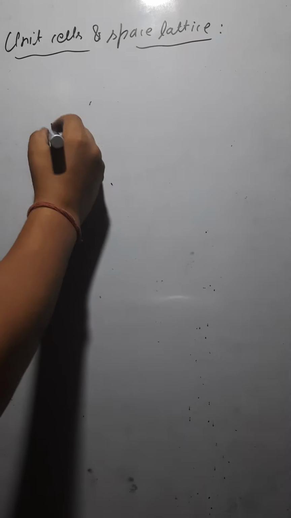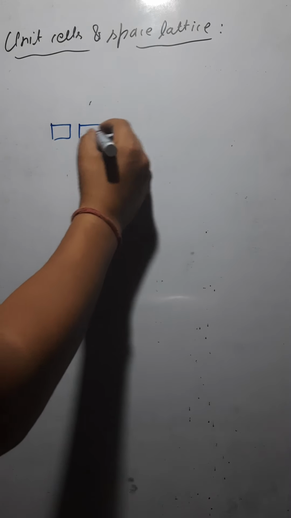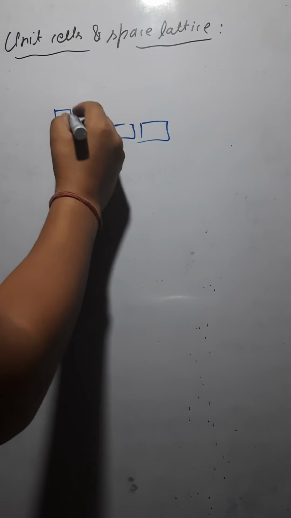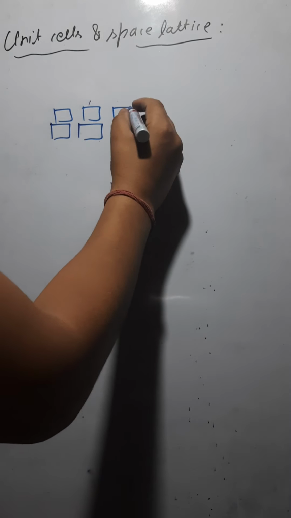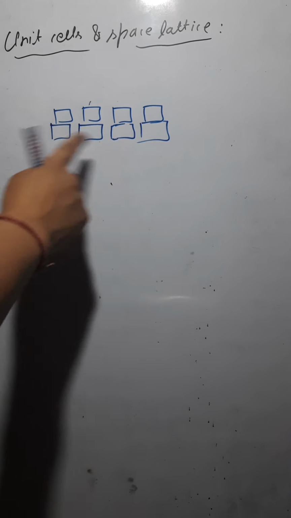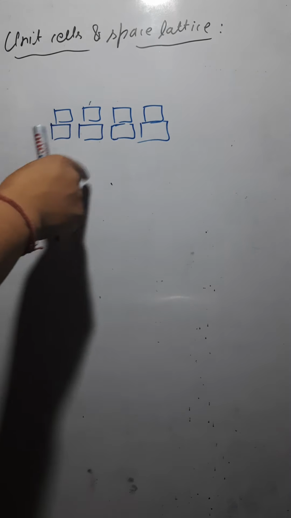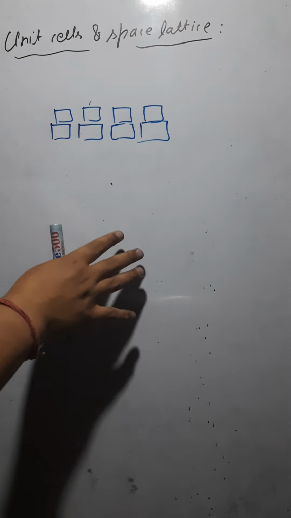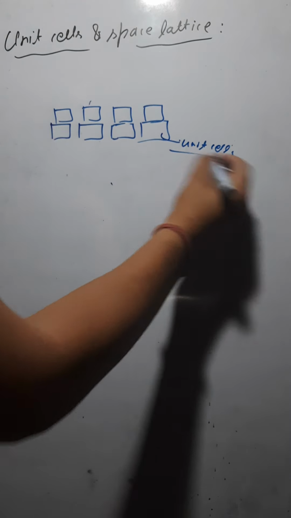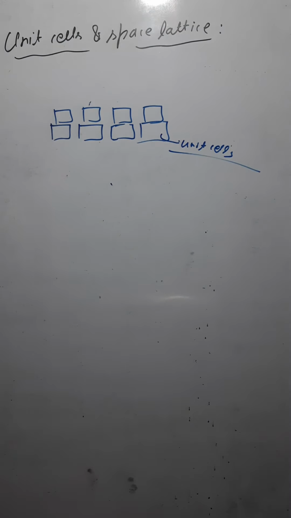Let's say these are the small units. These small units combine with each other and form a big 3D structure. These are the small units and they combine together again and again, so they form a big structure. So these small units are known as the unit cell in the case of solids.